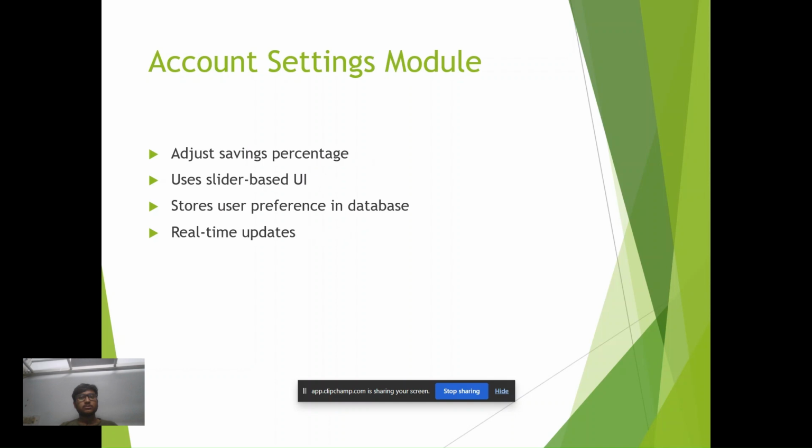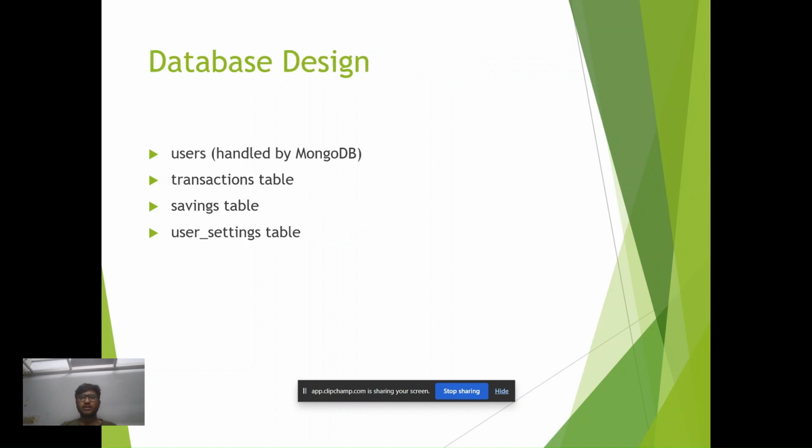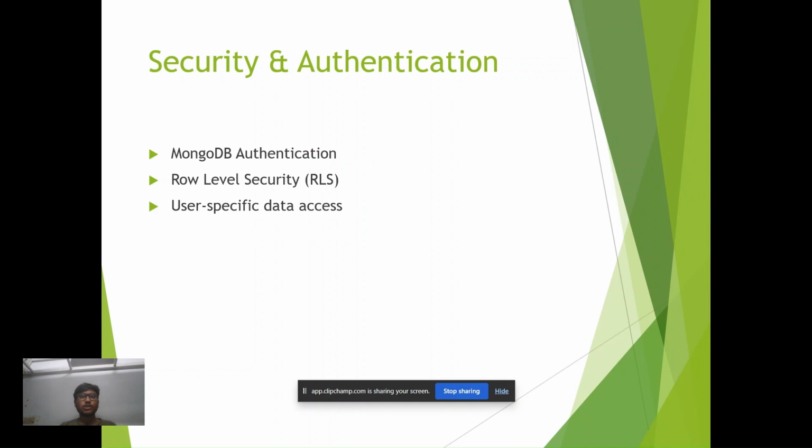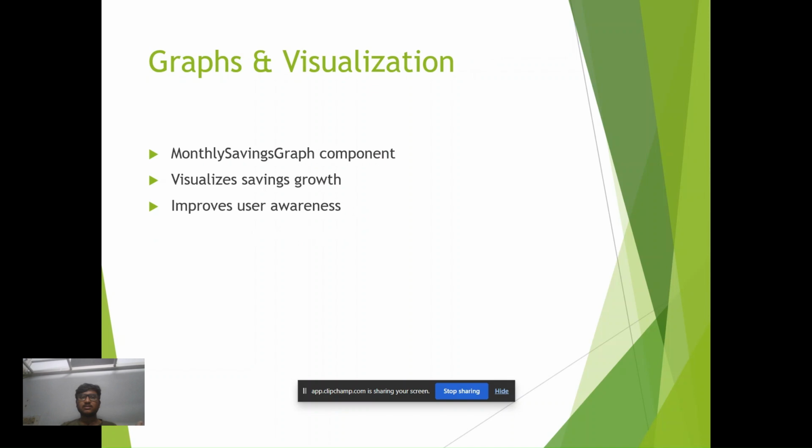Account settings module: it adjusts savings percentage, it uses a slider based UI, it stores user preference in the database, and real time updates. Database design, where we have multiple tables for users, transactions, savings, user settings, etc. And security and authentication handled by MongoDB and role level security. Graphs and visualization, where we can visualize savings growth and monthly savings graph components, and it improves user awareness and possibly even motivation, where users have seen how much they've grown in financial health over the entire savings period.